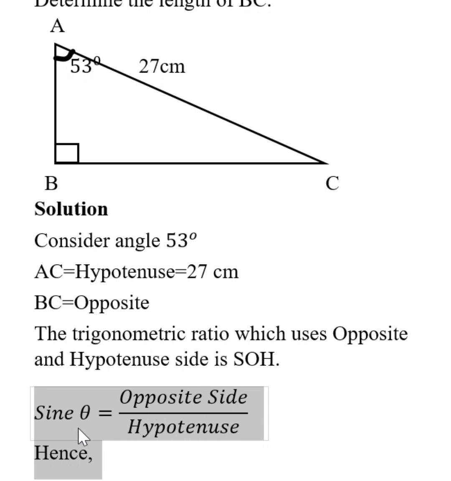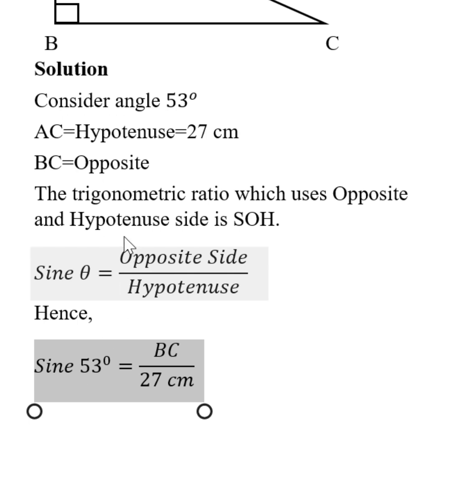So that means the angle you write here is the angle you have considered in naming these sides. We have considered angle 53. So we shall say sine 53 degrees is equal to the opposite side, which is the one we are looking for, BC. So we write BC the way it is over the hypotenuse, which you are given as 27 centimeters. Now we can get sine 53 from the tables. So we go to the tables and get sine 53. Here is an extract of natural sines. So sine 53 is here.